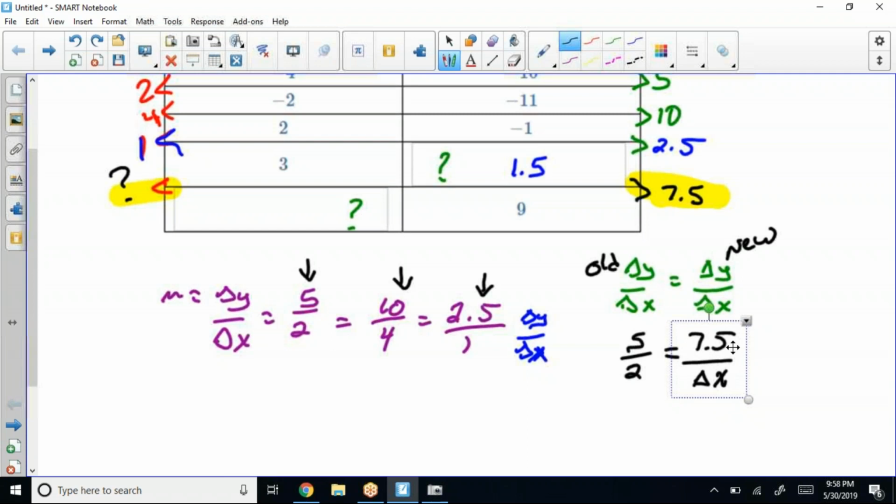From here, you just cross multiply. So that's 5 delta x equals 15. Then divide by 5. So my change in x actually is 3. So this question mark is really 3. So 3 plus 3 is 6.